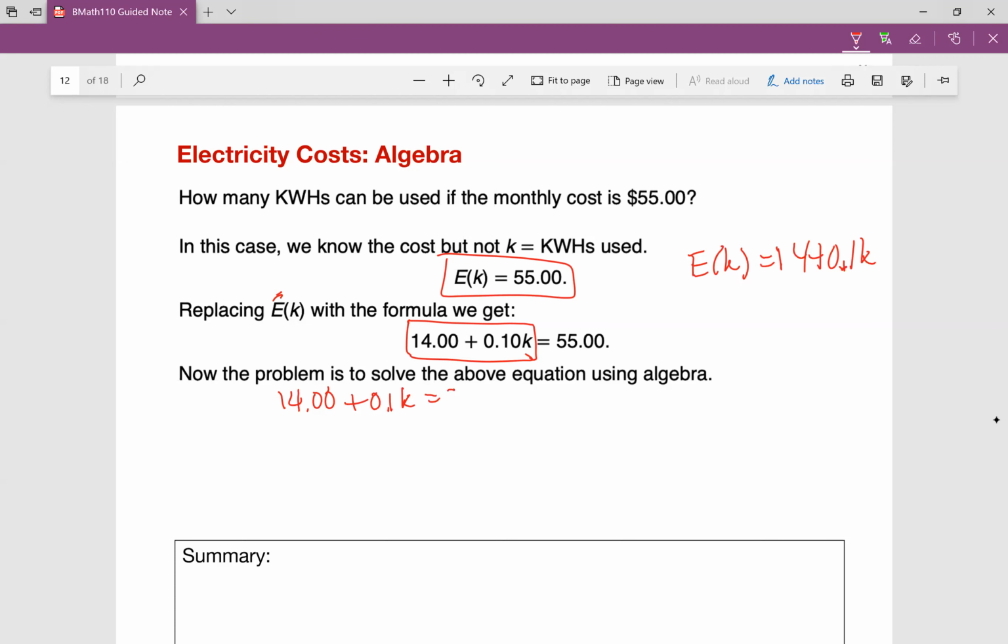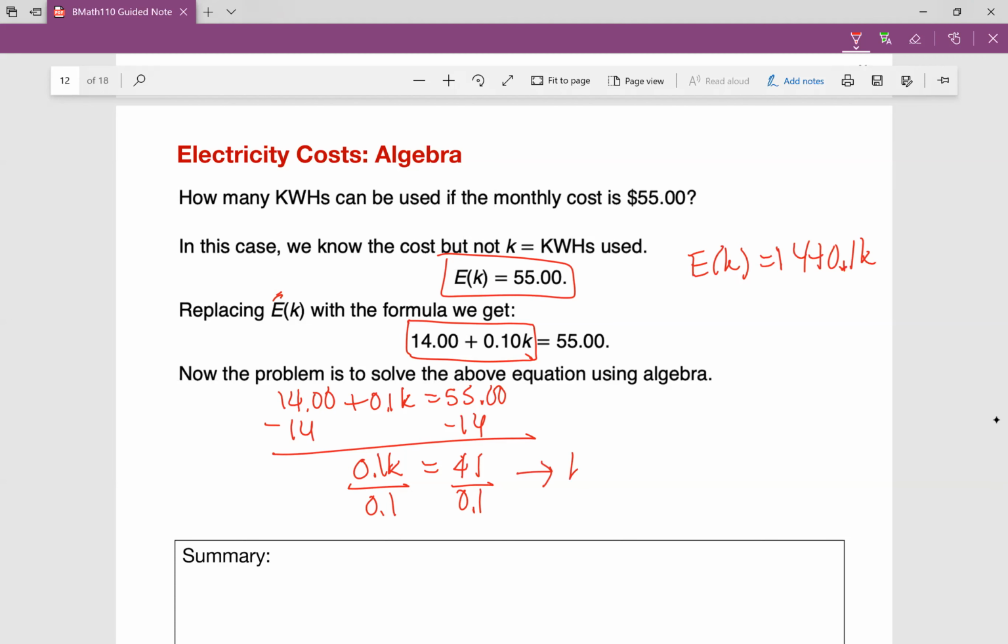0.1K equals 55, so in order to solve this problem, I have to subtract 14 from both sides. And I'm going to have 0.1K equal to 55 minus 14, which is 41. And then, because 0.1 is multiplying K, you divide by 0.1 on both sides.